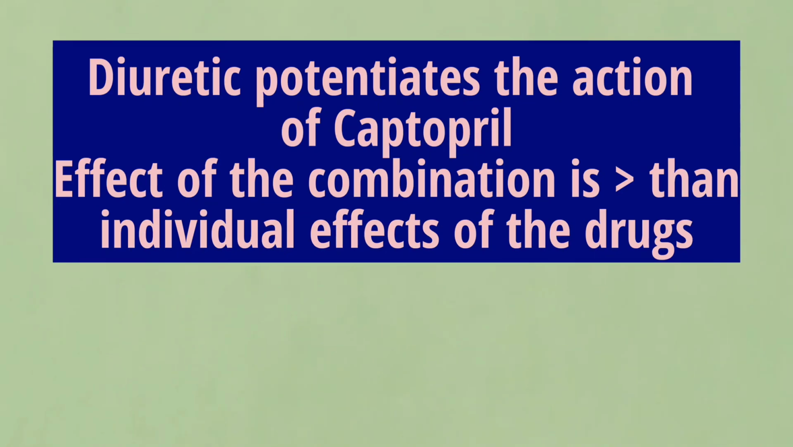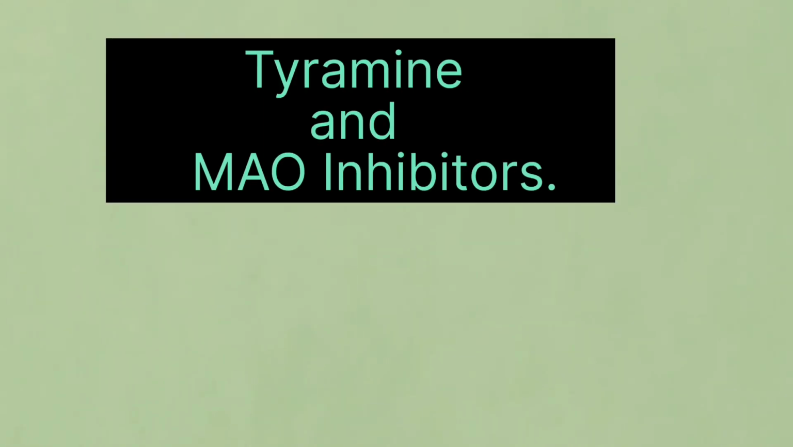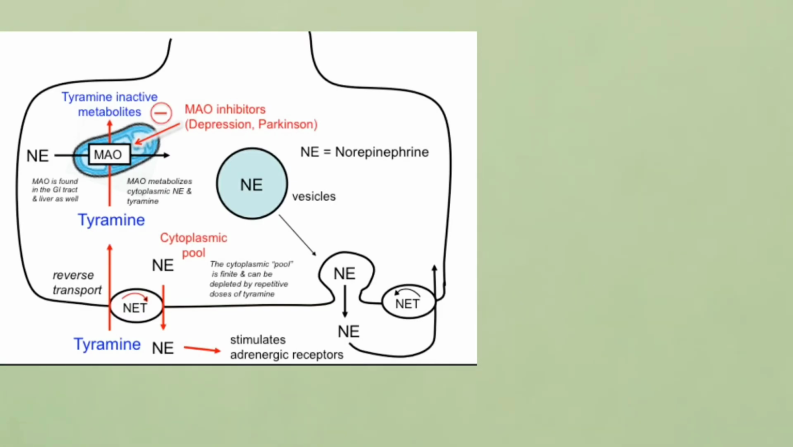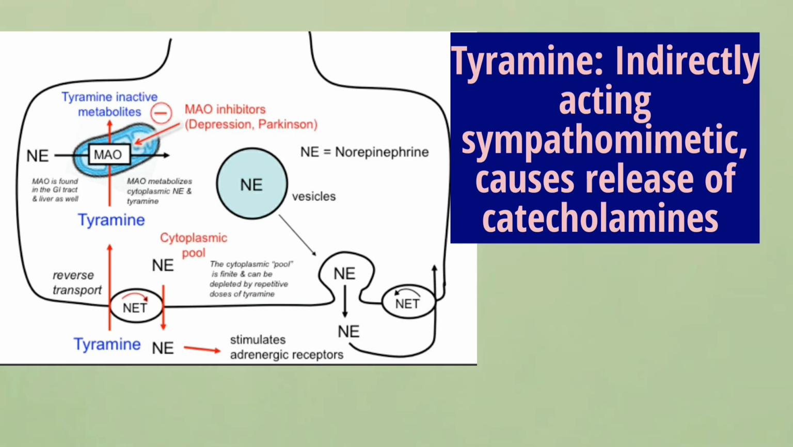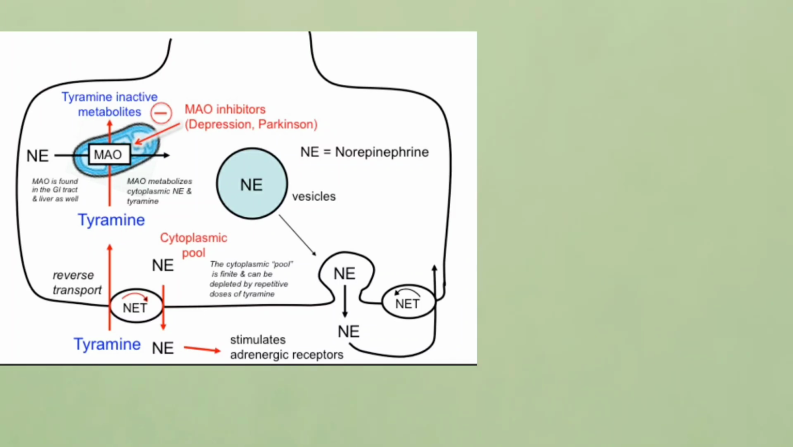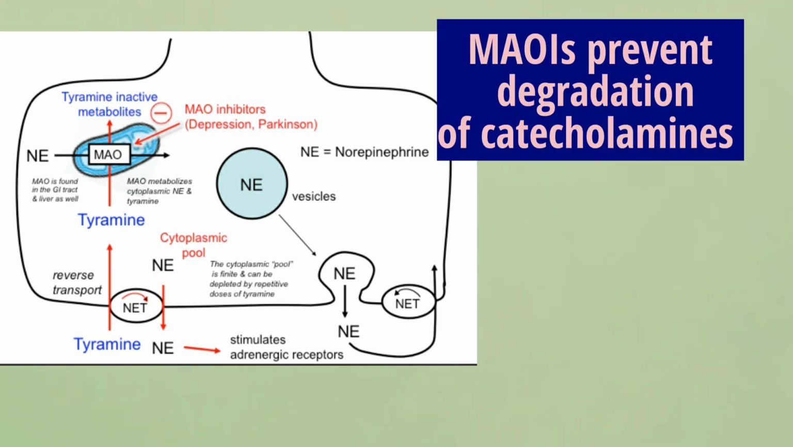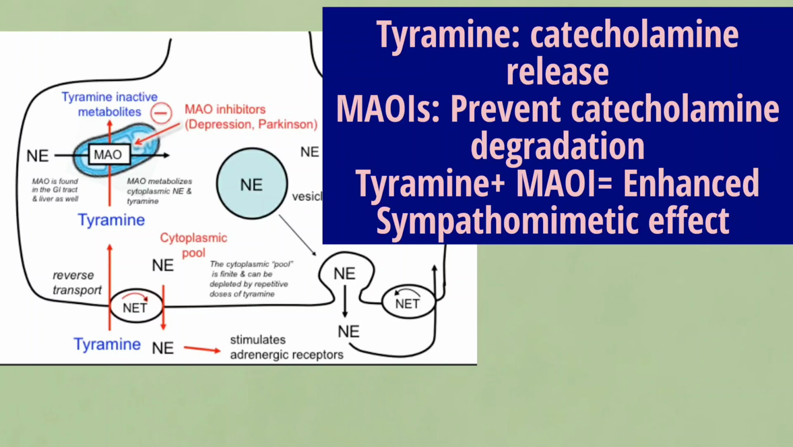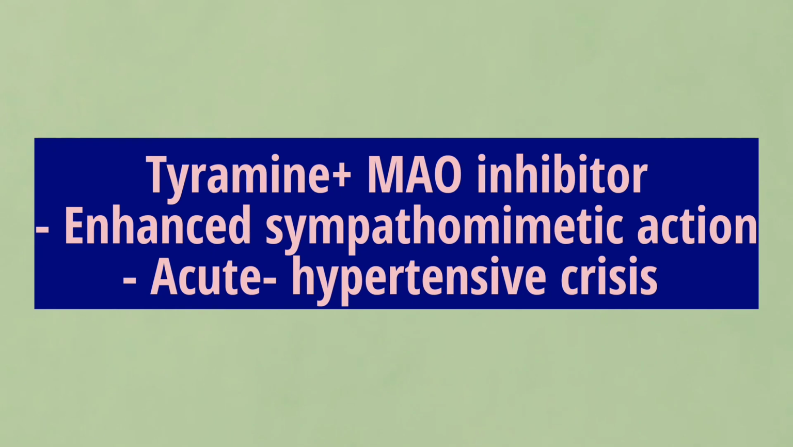The next example, combination of tyramine and MAO inhibitors. The most common MAO inhibitor toxicity results from interaction with tyramine-rich food. Tyramine is an indirectly acting sympathomimetic agent, so it does not directly stimulate the adrenergic receptors, but it increases the release of catecholamines, causing a sympathomimetic effect. MAO inhibitors inhibit the MAO enzyme, which causes degradation of catecholamines. So, MAO inhibitors increase the storage and release of catecholamines, so the sympathomimetic effect gets accentuated. Tyramine, by causing release of catecholamines, and MAO inhibitors, by preventing degradation of catecholamines, enhance the pharmacologic effect, resulting in a hypertensive episode, which is rapid in onset.